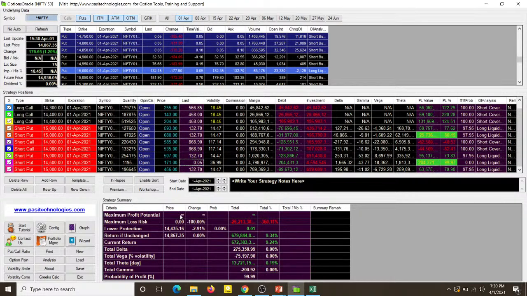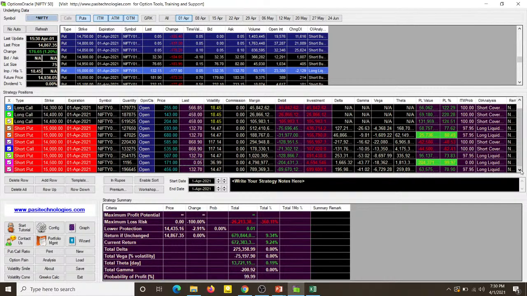And still the view didn't change. If you see, the view is still positive, but the lower and upper break-evens you can see. 14,435 is the lower protection. There is nothing called upper protection because it is profitable on the upside. There's only lower protection, correct? As you can see here. This is as of 26th.